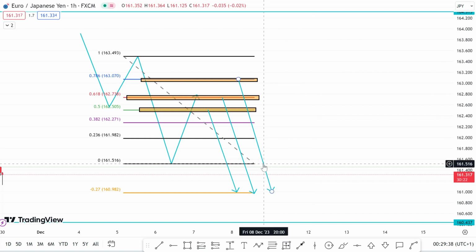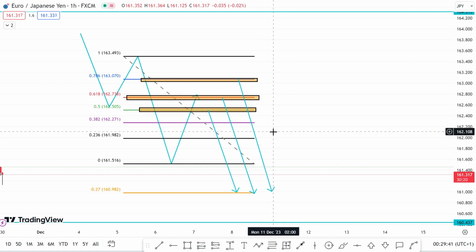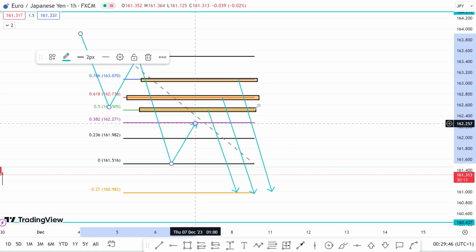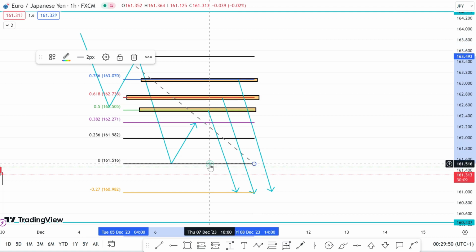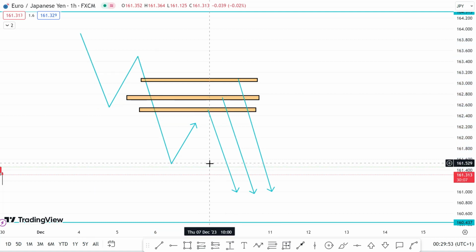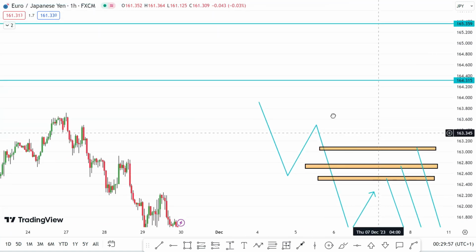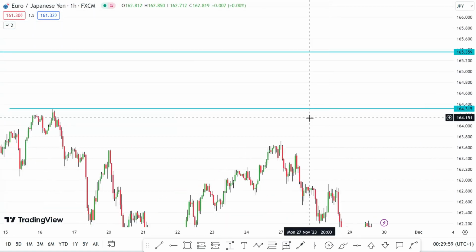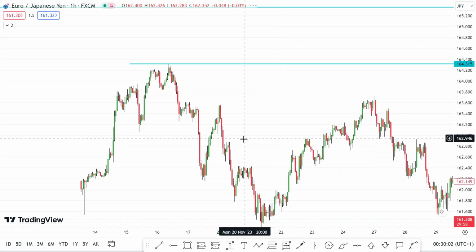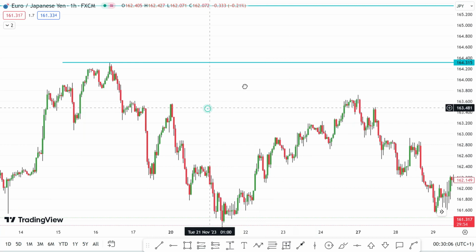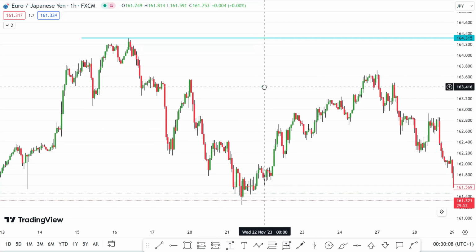Alright, so in this scenario, guys, we are expecting price to bounce at these levels once approaching, and we take our last profits at the minus 0.27. Okay, so let's see what we have here. I was able to catch this sell, guys, on EUR/JPY.